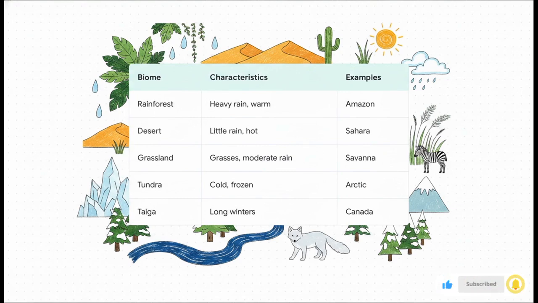The heavy, warm rains of the Amazon tropical rainforest create a totally different universe than the scorching, dry days of the Sahara Desert. Our zebra, it's living its best life in the grassland biome, known for moderate rain and, well, lots of grass. Contrast that with the absolute extremes, like the deeply frozen ground of the Arctic tundra, or the freezing long winters of the taiga's evergreen forests up in Canada.